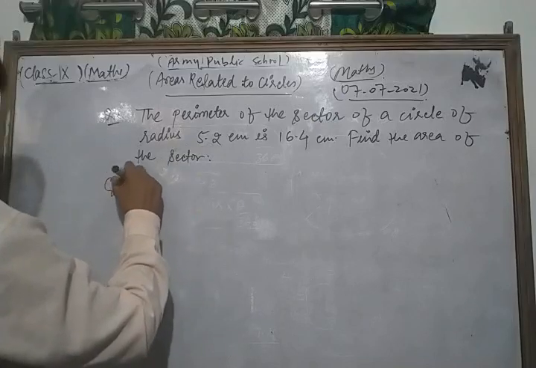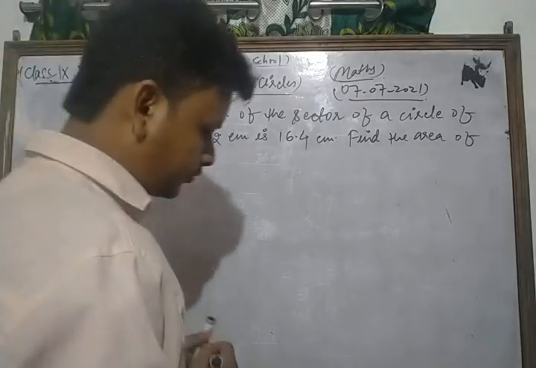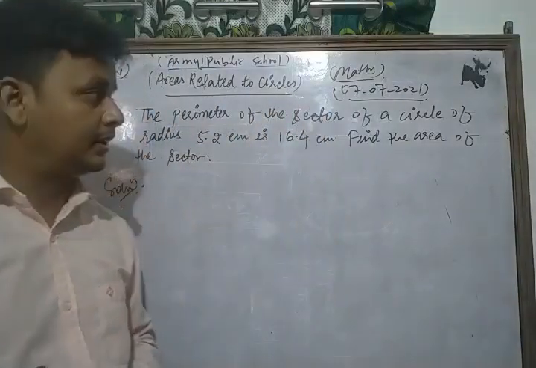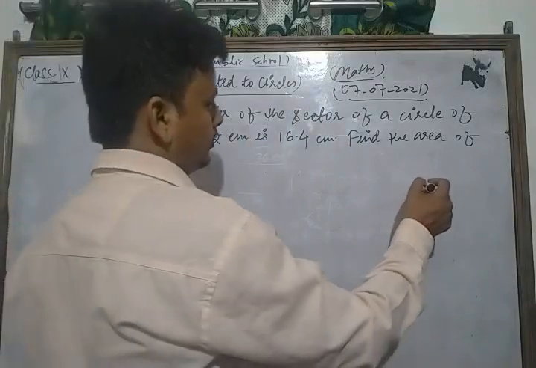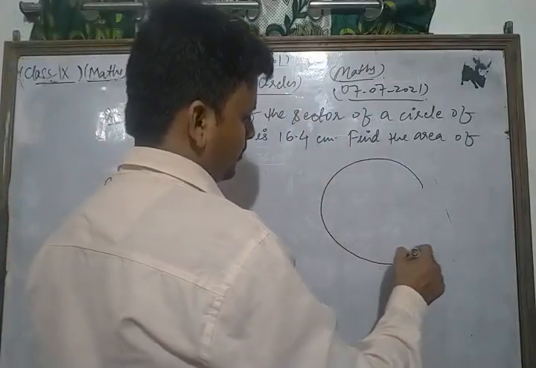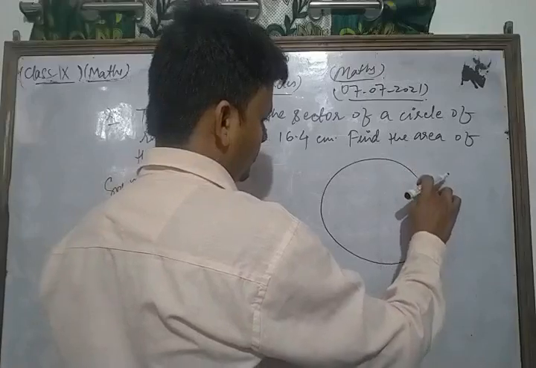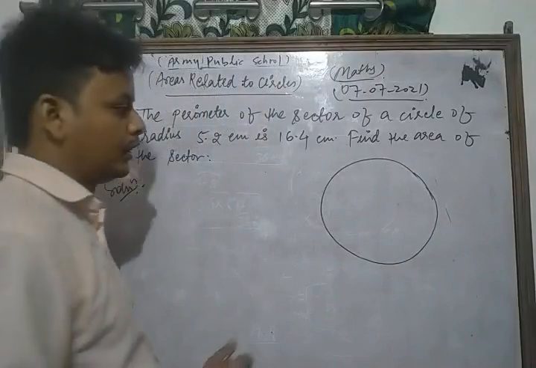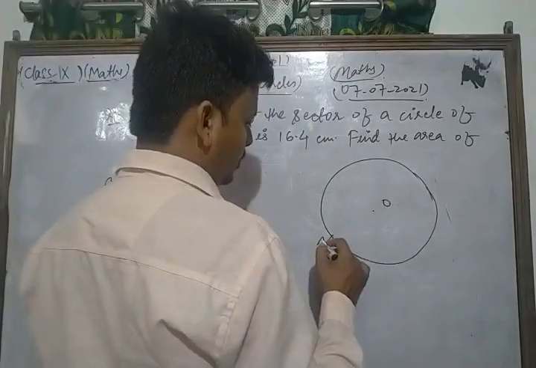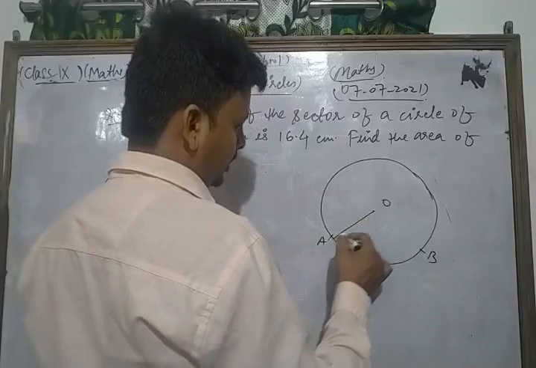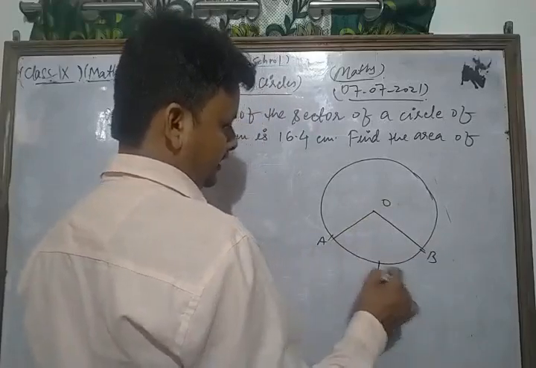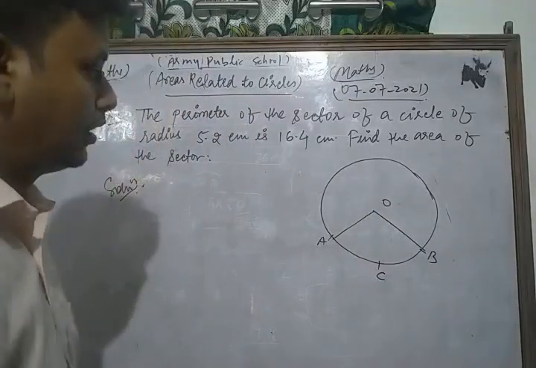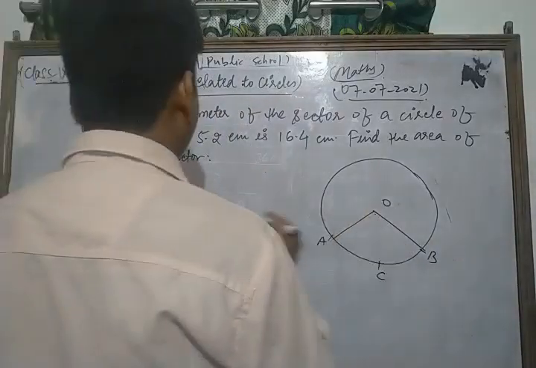Now let's see its solution. Dear friend, this is a very important concept, a question related to that topic. So first of all, we draw a circle with center O, and we take two points on the circle as A and B, and we join them, and take a point C. So that region is called what? The sector of the circle.